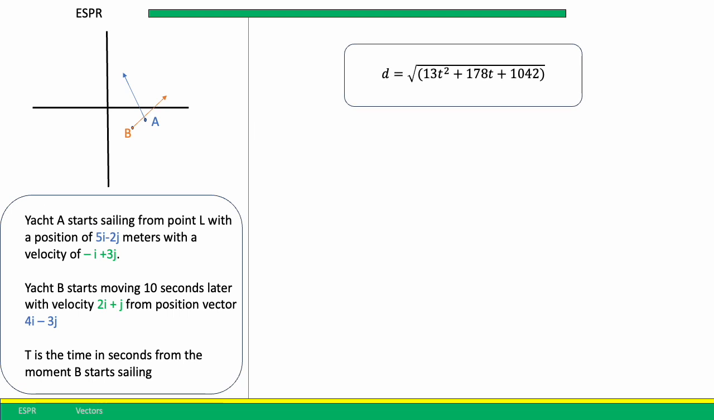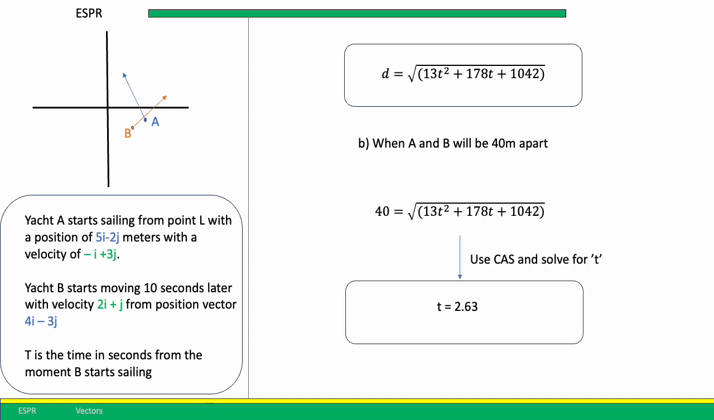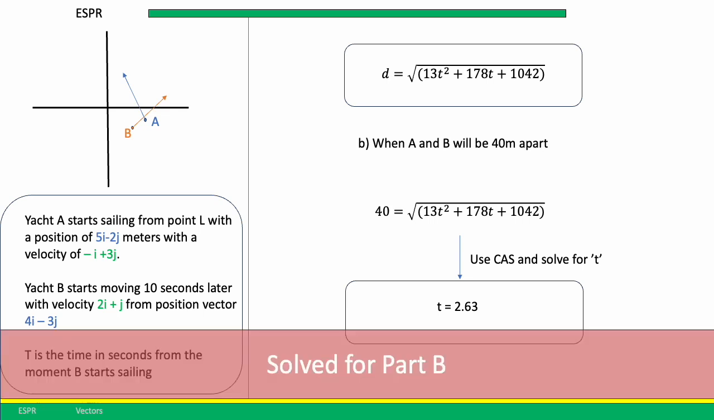Now we can use this equation to solve for part B, where A and B will be 40 meters apart. We can just put in 40 as our d value, and then we can use our graphing calculator to solve for t, which gives us a time of 2.63. We've solved for part B.